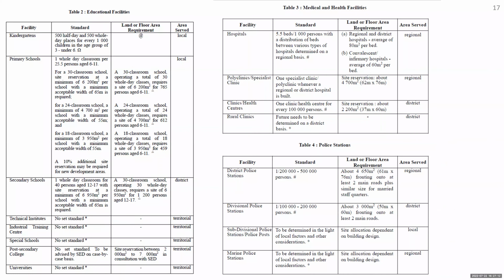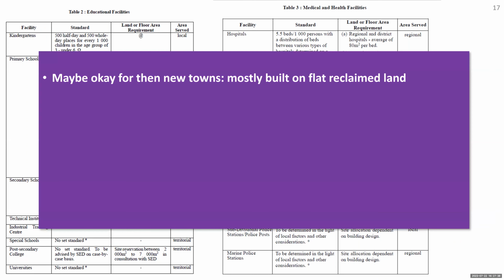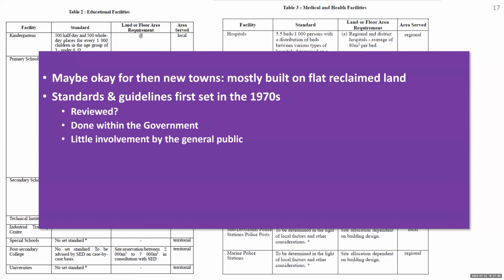Another aspect is that our planning standards and guidelines are rather number driven. It's pretty quantitative in nature. Either we have a set standard, for instance, 5.5 beds per 1,000 persons, or if you reach a certain population threshold, then you're entitled to certain facilities. This may be okay for the new towns because they are built mostly on flat reclaimed land. There is very little context.